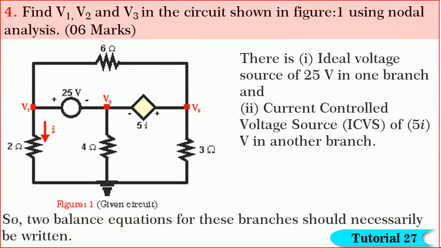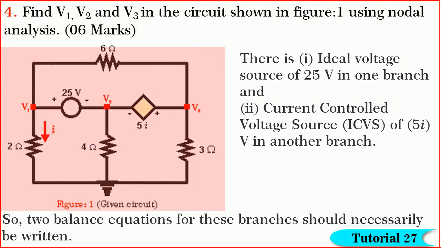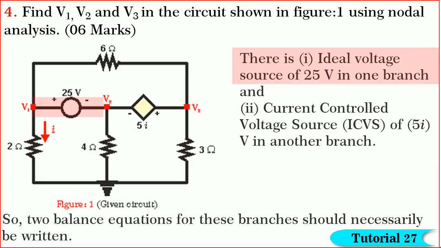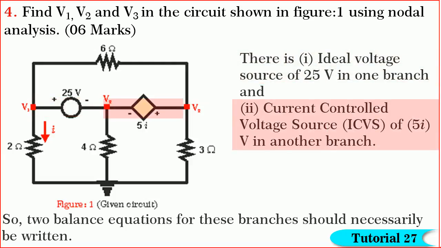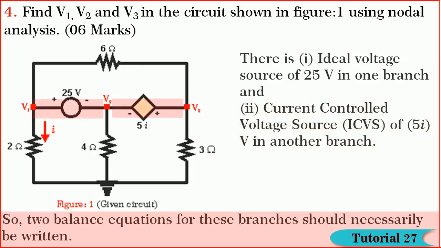Next, we shall solve the question on nodal analysis. In this question, we are required to find the three node voltages V1, V2 and V3. Observe the given network. You find that there is one ideal voltage source of 25 volts in one branch and an ideal current controlled voltage source of 5I volts in the other.